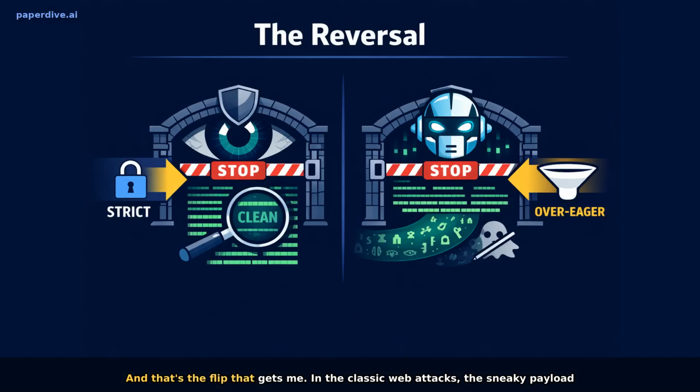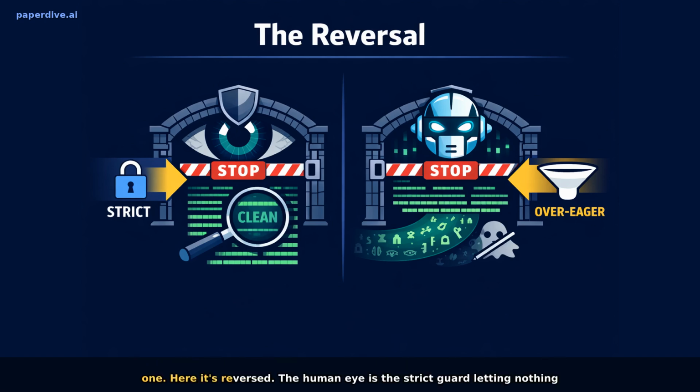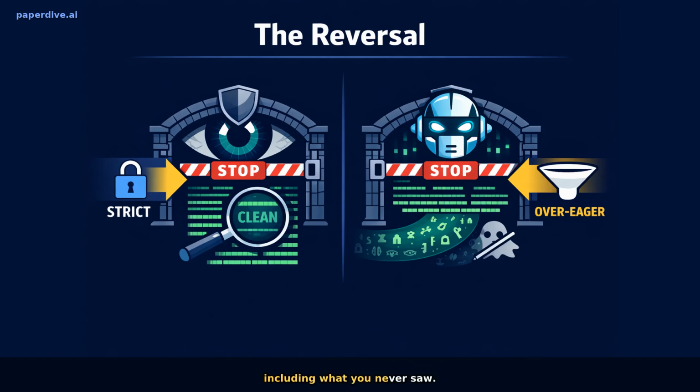And that's the flip that gets me. In the classic web attacks, the sneaky payload slips past the filter, but the browser acts on it. The machine is the permissive one. Here it's reversed. The human eye is the strict guard letting nothing suspicious through, and the AI is the overeager one reading everything, including what you never saw.